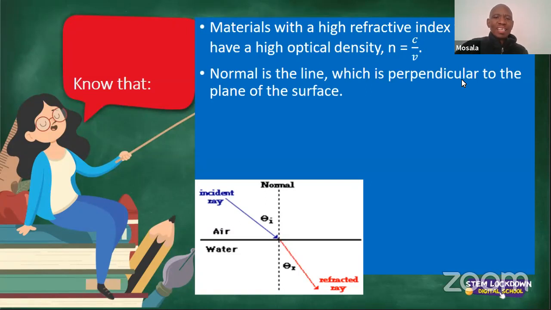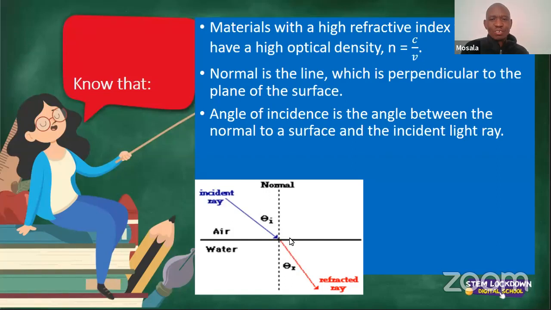So the normal is the line that is perpendicular to the surface, meaning that if this is the surface, this will be the normal. It is the imaginary line drawn perpendicular to the surface, at right angle to the surface.